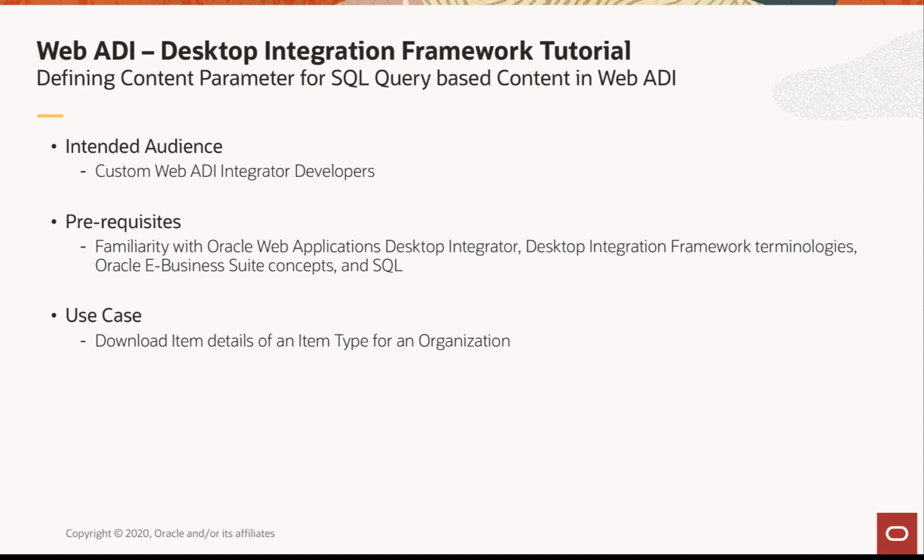For this tutorial, let us take a sample use case. Let us assume that the requirement is to download item details from eBusiness Suite to a spreadsheet for a particular item type and an organization. To achieve this, we will create a custom Web API integrator using Desktop Integration Framework, and it will be a reporting only type of integrator. And probably we'll use a SQL query based content as well.